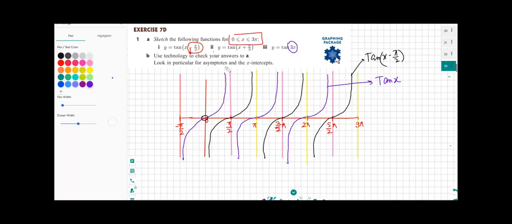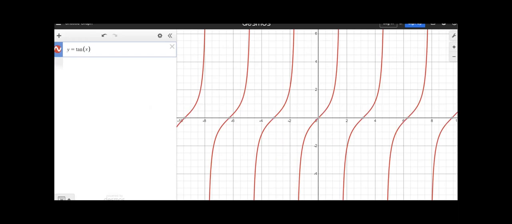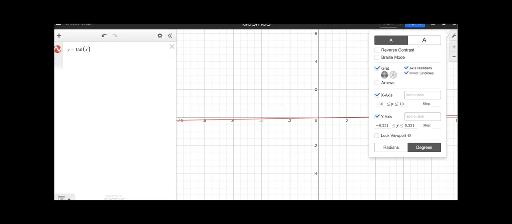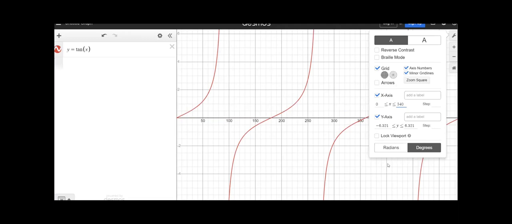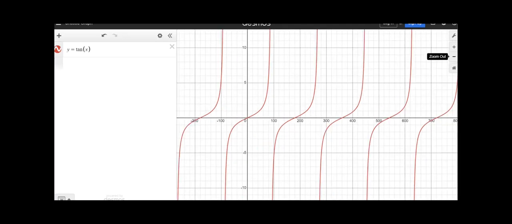Okay, so I'm making this one first, which is tan x, right? So y is equal to tan x. This is tan x, right? The x-axis will be in degrees because it's in radians, so they are not taking the pi. That's why I'm converting to degrees to understand easily, right? So x should be from 0 to 3 pi. 3 pi means 540 degrees, right? So that's why I'm taking 0 to 540 degrees. Clear? So this is actually the graph of tan x.